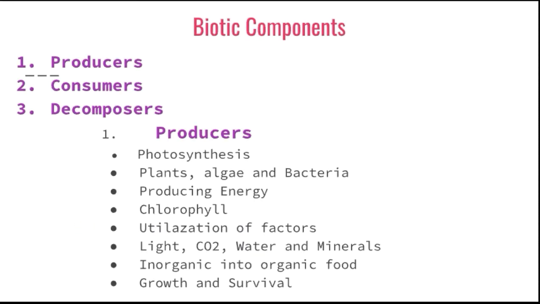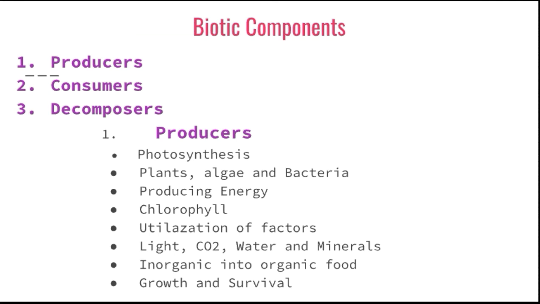Today we will see the biotic components. In the biotic components, all living organisms are biotic. They contain producers, consumers, and decomposers. These are the three subtypes, or main groups. The first main group is the producer, which produces its own food material with the help of the photosynthesis process.